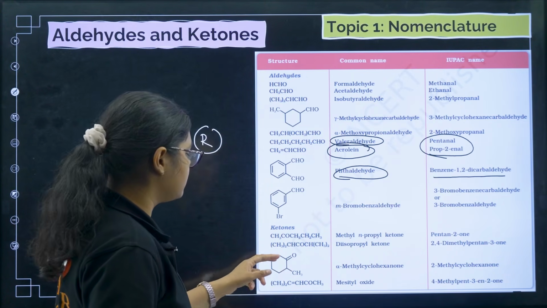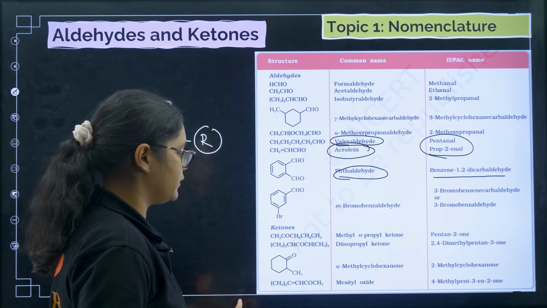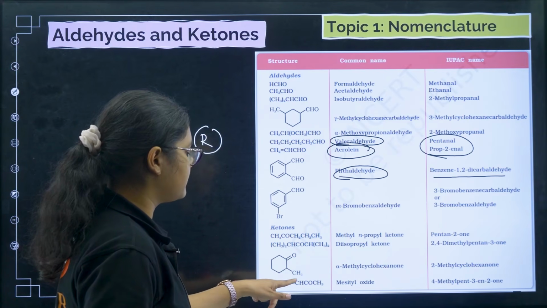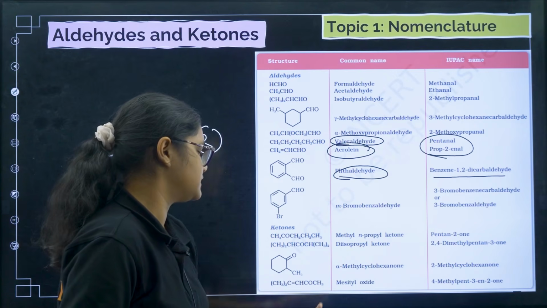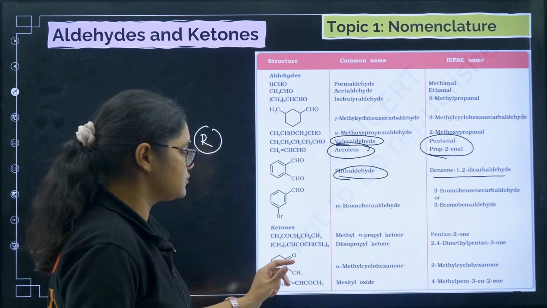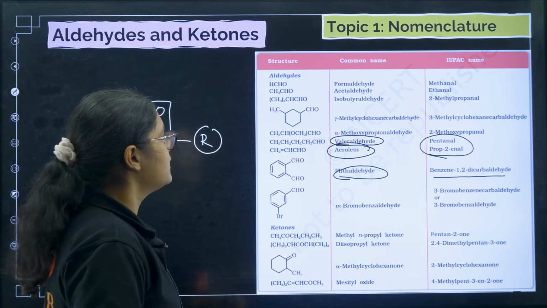Now here we have diisopropyl ketone. Next we have here alpha-methoxy cyclohexanone. Next here you have mesityl oxide. So please remember this structure also, mesityl oxide.